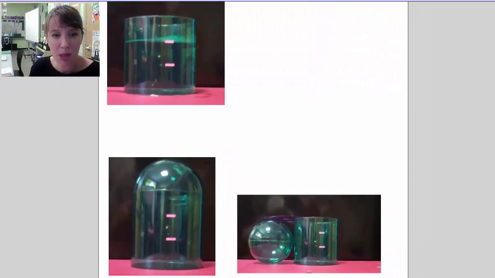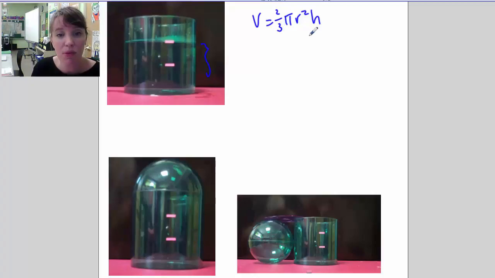Okay, and what I wanted to pull out from this demonstration was these 3 still shots. At the end, what happened was the water from the sphere filled up 2/3 of the cylinder. So if the volume of the cylinder is pi r squared h, then the volume of the sphere is 2/3 of that. Now, this is all well and good, but instead of putting h, we can actually simplify it a little further.